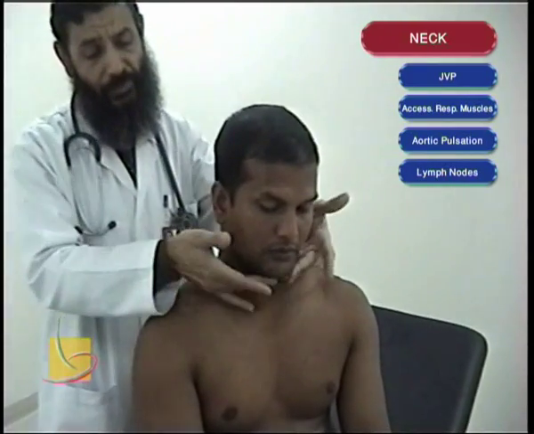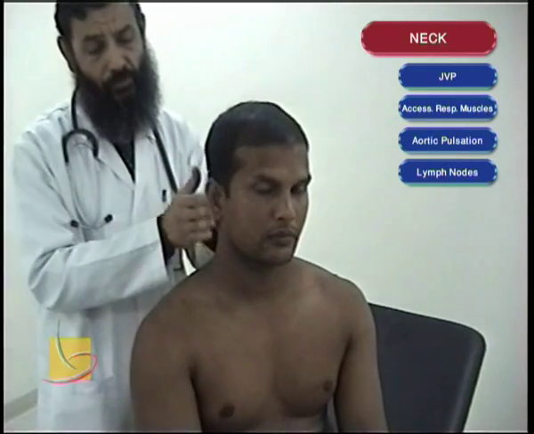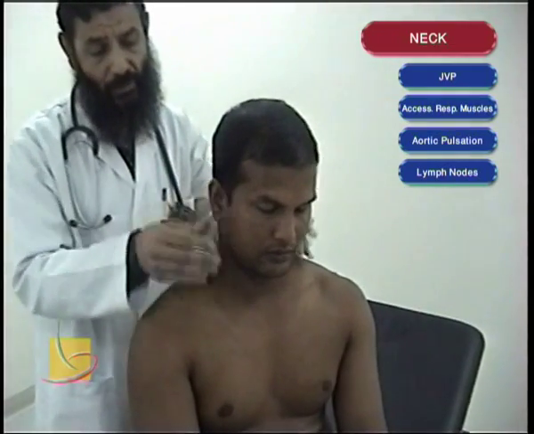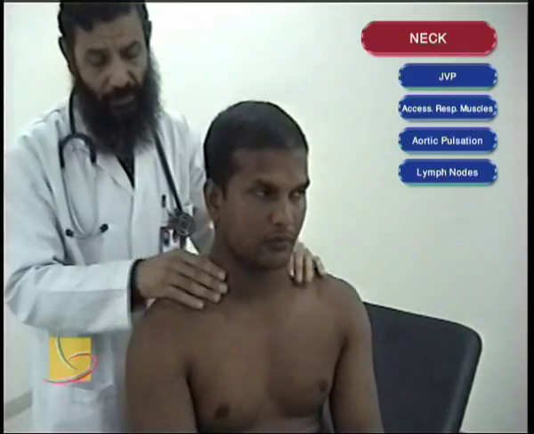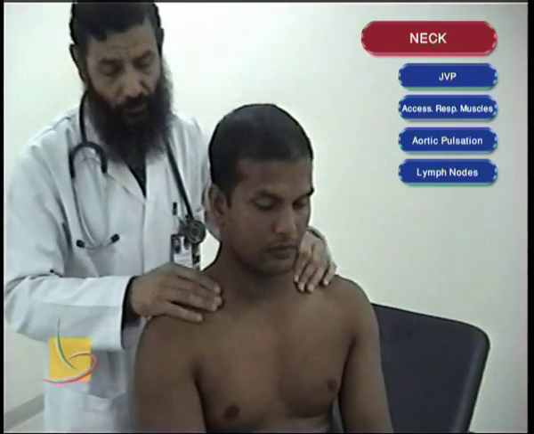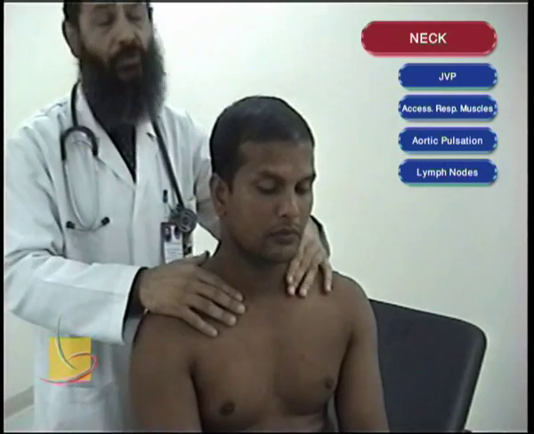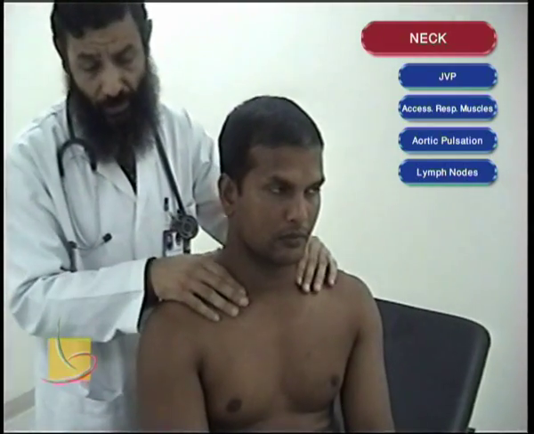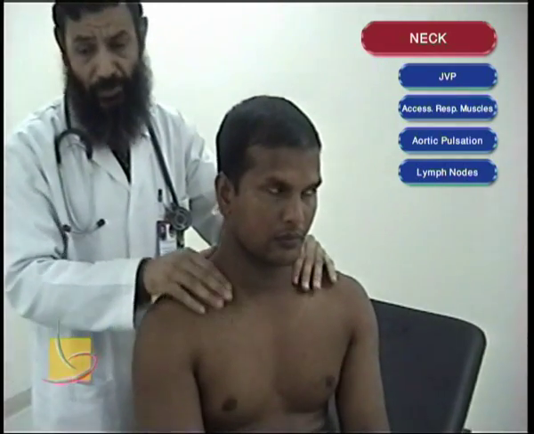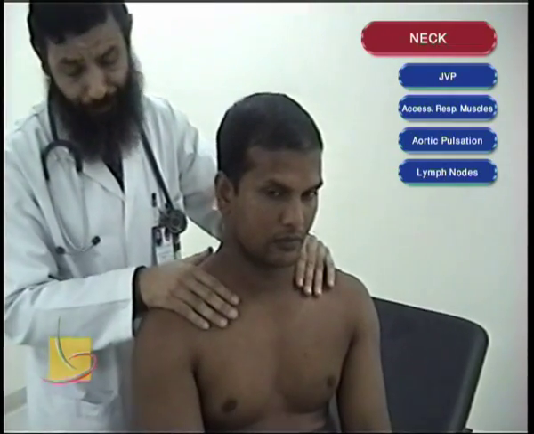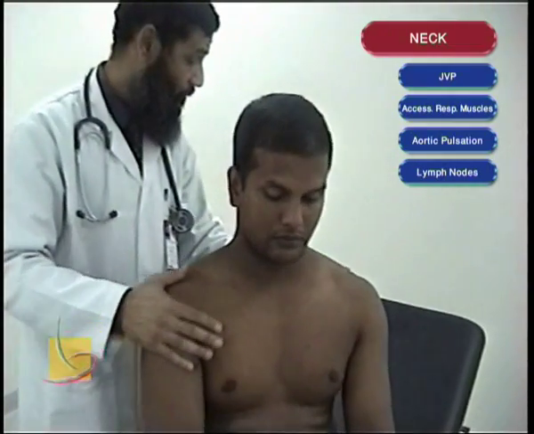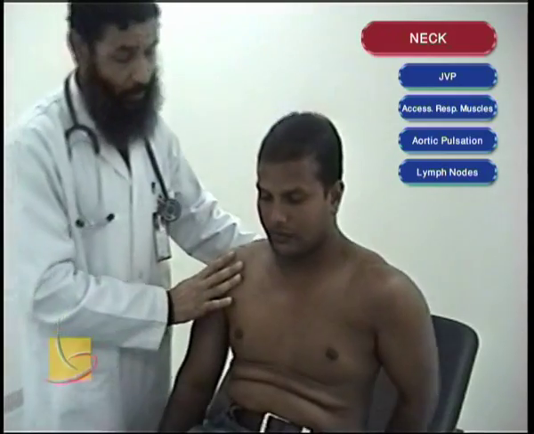So submental, submandibular, pre-auricular, post-auricular, occipital, upper and lower deep cervical, supraclavicular lymph nodes, and the scalene lymph node in between the two heads of sternomastoid, which are of great significance. Again, I'm repeating, may indicate a hidden bronchogenic carcinoma. Please, down again.